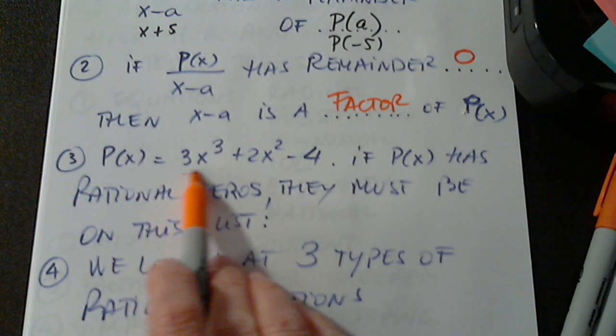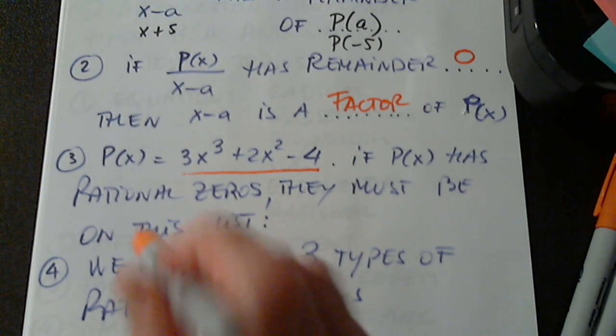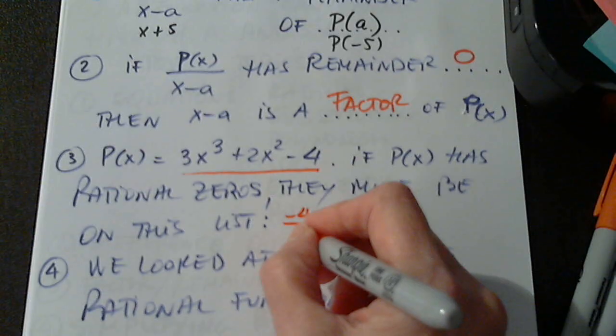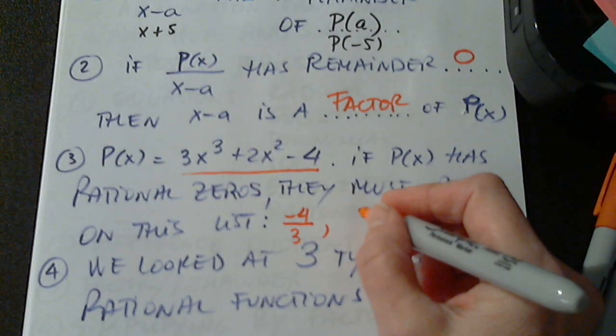Number 3, p of x is this. If p of x has rational zeros, they must be on the following list. Can anyone give us the list? We're not going to check, we just want to list those options. Please, we need a saver. What would be the ratio? Of what over what? P over q? Yes. So you mean negative 4 divided by 3. What are the factors of negative 4 or 4? Doesn't matter. Let's list them.